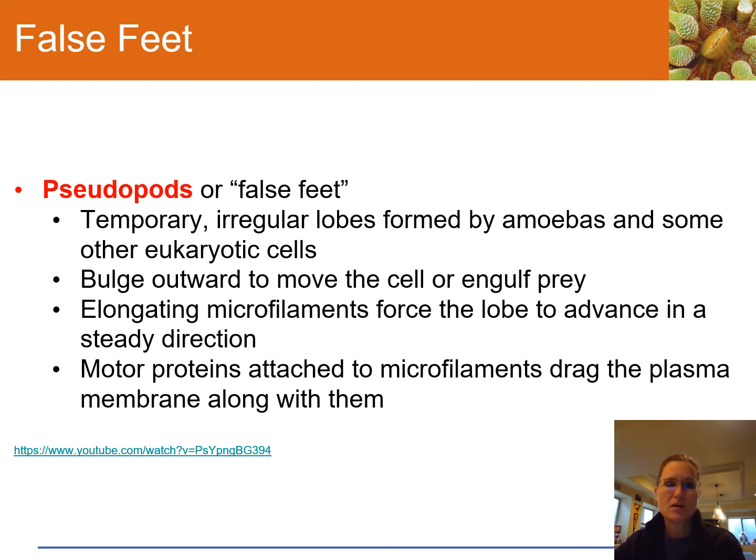And then pseudopods are when a little part of the cell membrane sort of scooches out and then moves. Amoebas move using pseudopods. There's a little video link there if you want to watch it.